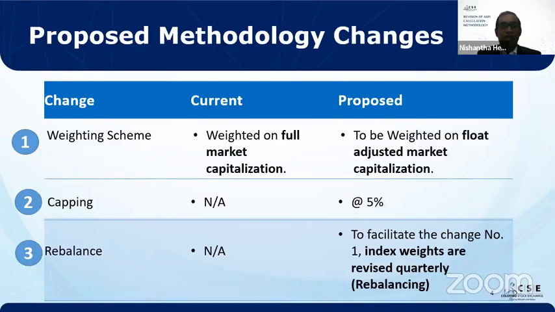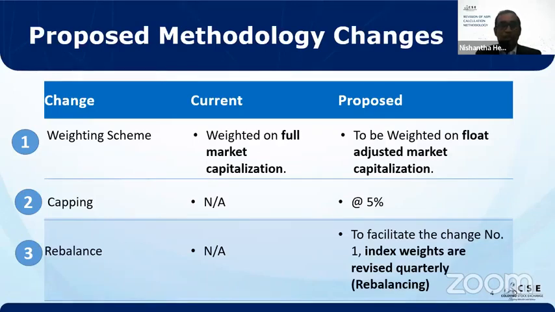We cap the concentration to a maximum level of 5%. So the change number two is capping of index constituent representation. The current methodology does not have this; there is nothing like that. However, in the proposed methodology, we are going to cap that at 5%.